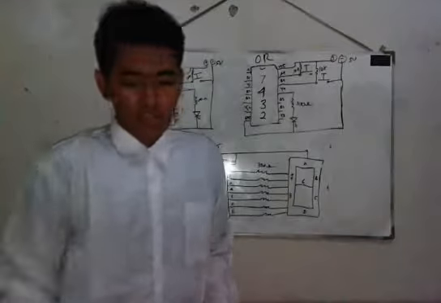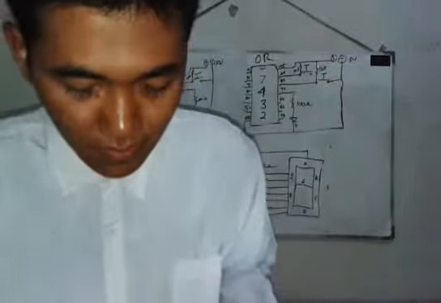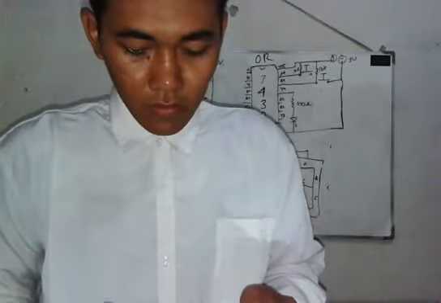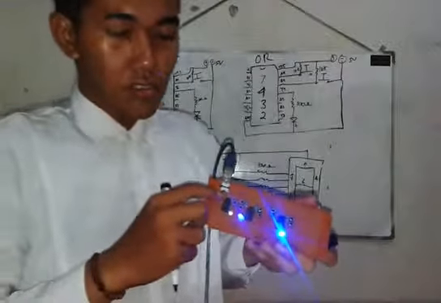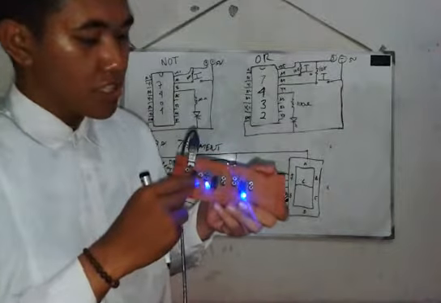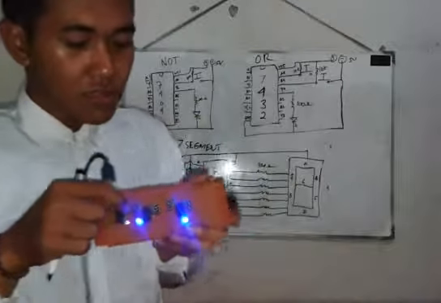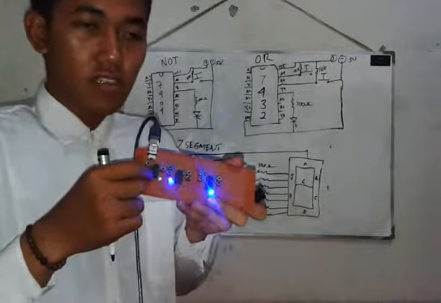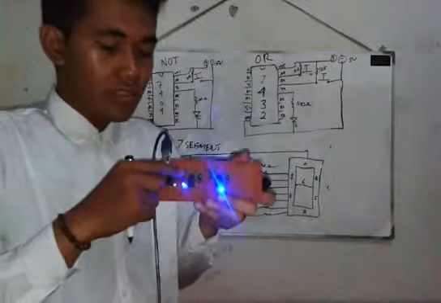I will perform my circuit. This is the NOT gate. If the input is 1, the output will be 0, and the light is not lightning. If I push the button, the light is lightning, because the input will be 0, then the output will be 1. And then this is the AND gate.